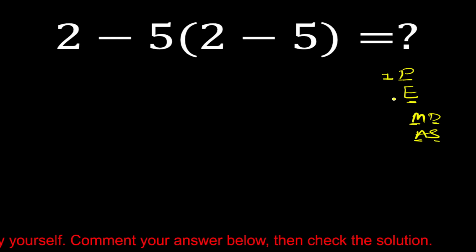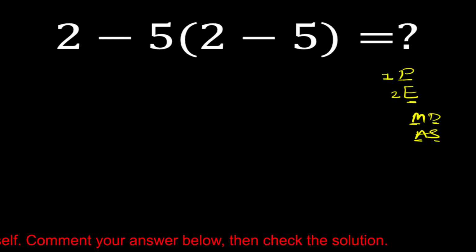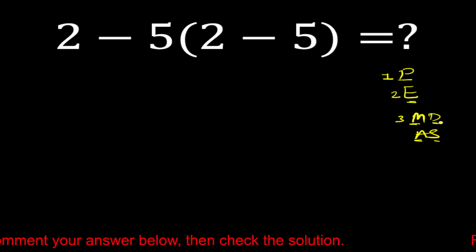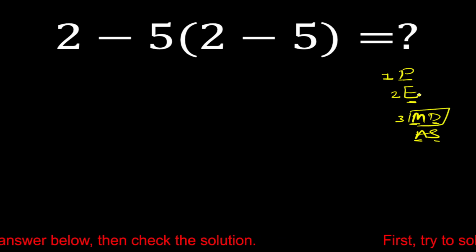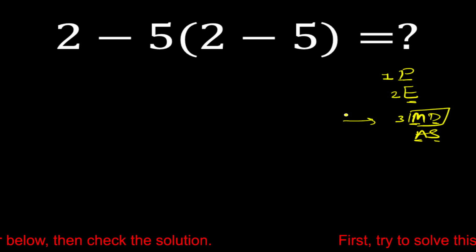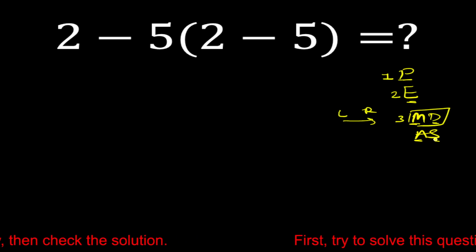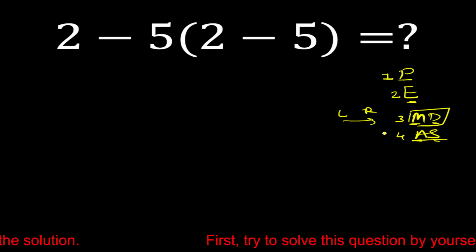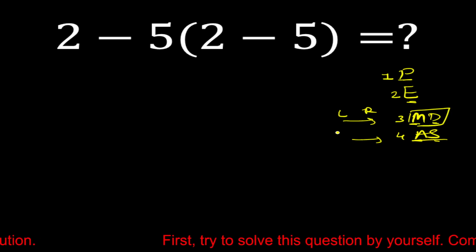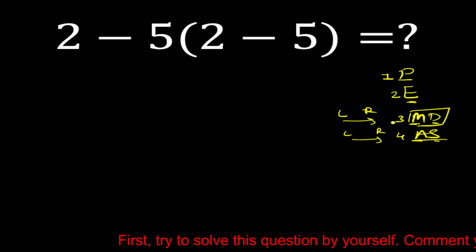First priority is parentheses, second priority is exponents, third priority is multiplication and division. Multiplication and division both have equal priority, so we have to solve it from left to right. Last and fourth priority is addition and subtraction. Also addition and subtraction both have equal priority, so we have to solve it from left to right.